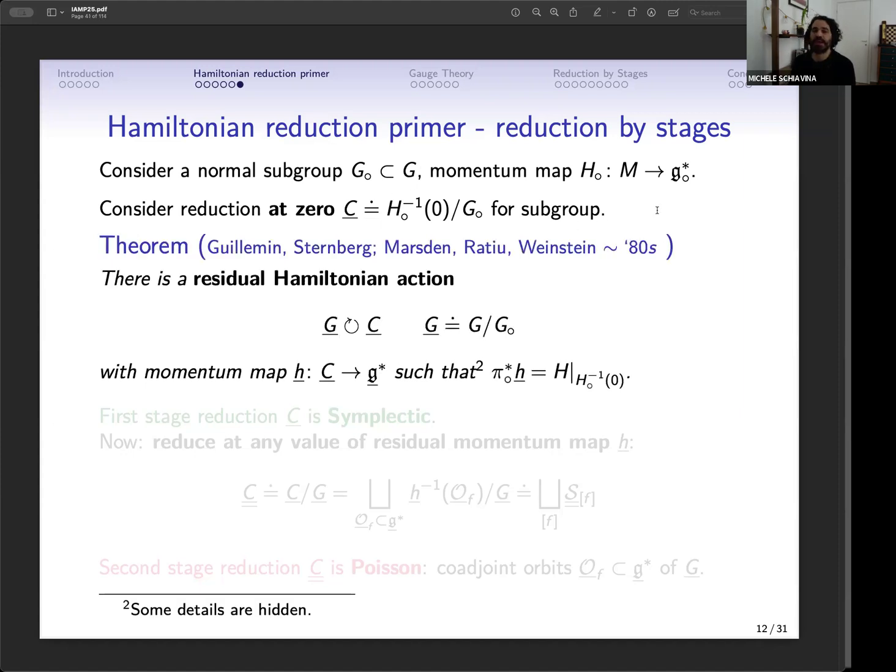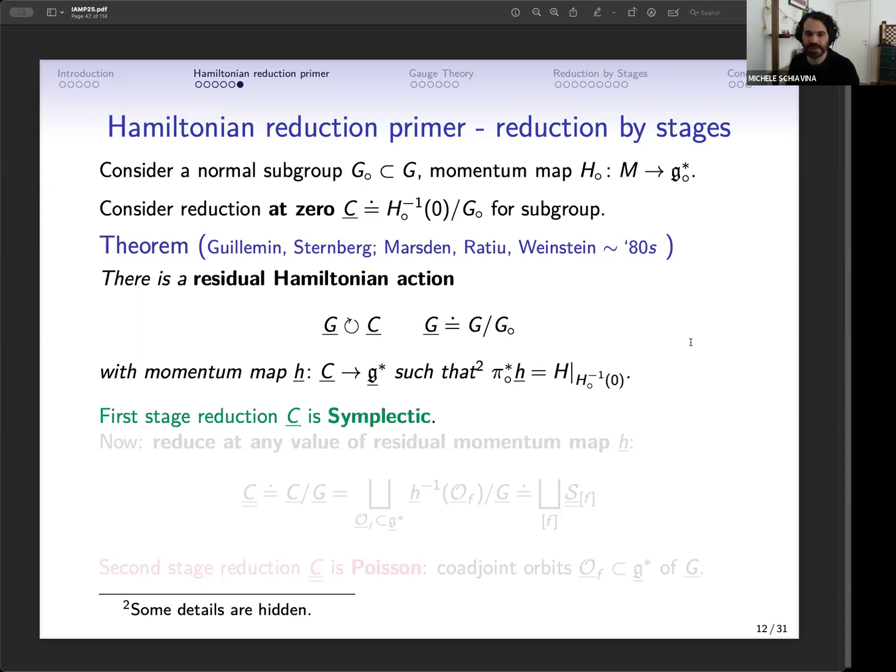And then the theorem is that there will be a residual Hamiltonian action of the quotient group on this reduction at zero. Just because I have a normal subgroup, I get all of the structure for free, up to regularity issues, obviously. And this comes with a momentum map, which I call H underline, that can be characterized in this way.